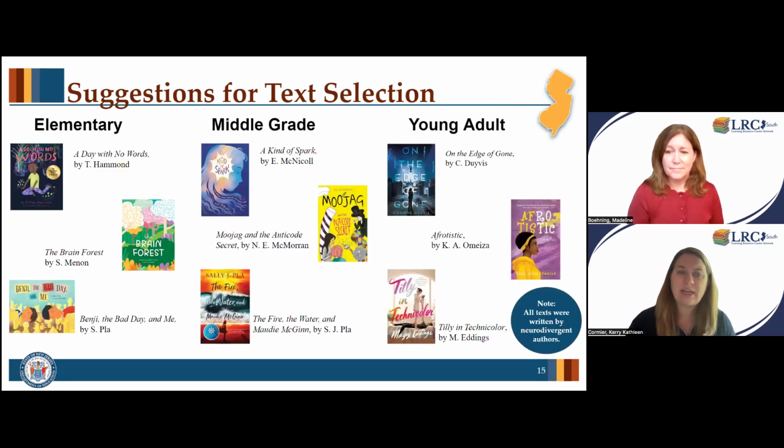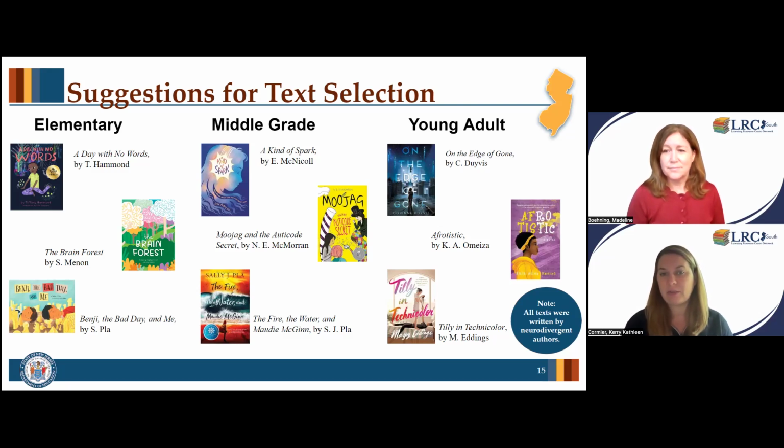So some suggested texts for various grade levels. So elementary, and again, these are all texts that are written by neurodivergent authors. For elementary, we have 3 picture books here, A Day with No Words, written by Tiffany Hammond. We have The Brain Forest, and Benji, The Bad Day, and Me. We have middle grade books, A Kind of Spark, Moojog, and the Autocode Secret. And finally, The Fire, The Water, and Maudie McGinn.